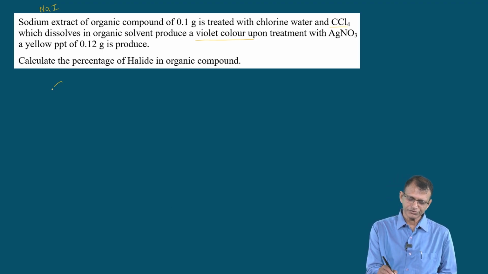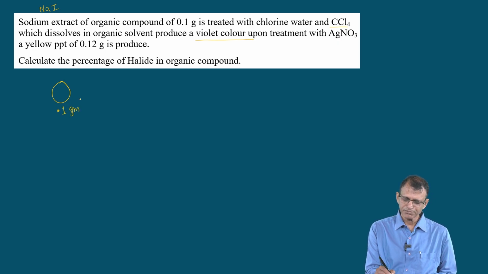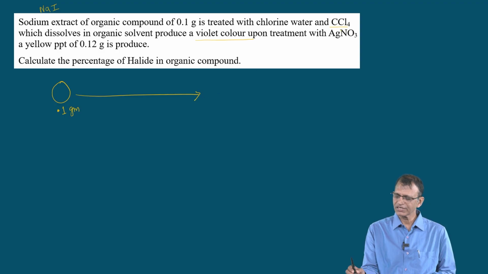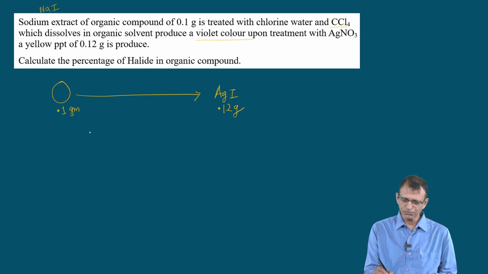So now we have 0.1 gram. From this we are producing silver iodide. The silver iodide is yellow in color. The mass is given, that is 0.12 gram. So we can find out the number of moles of AgI.